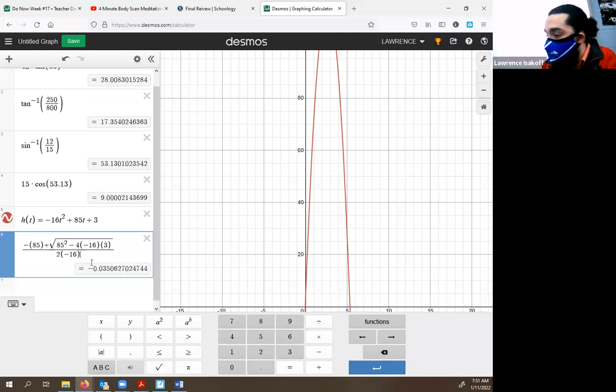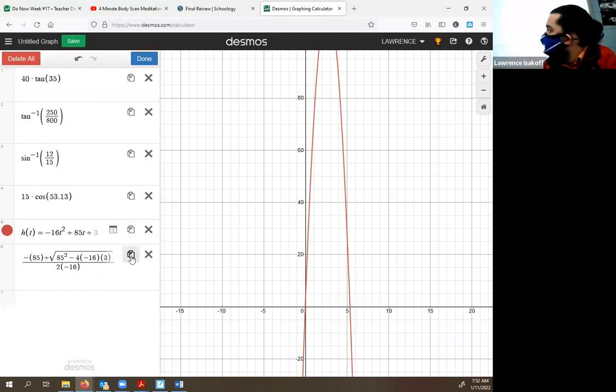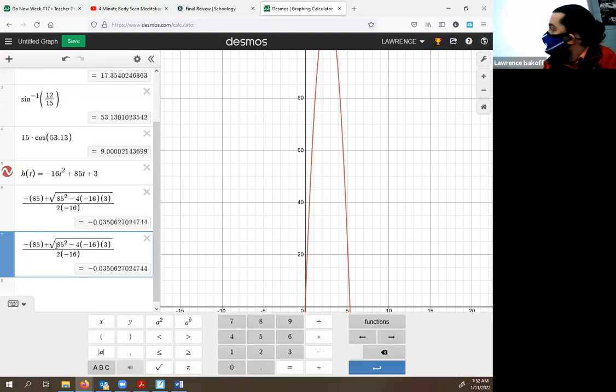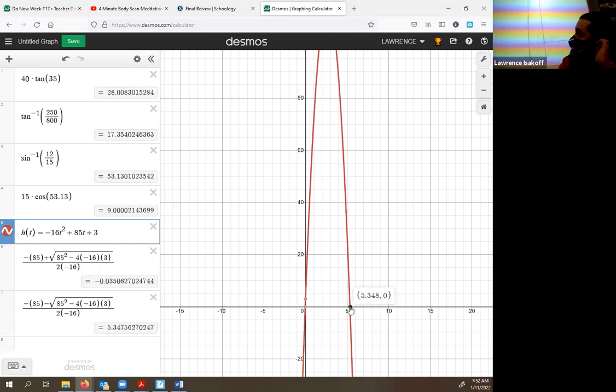Okay, the first one with the plus gave me a negative answer. Negative time doesn't make much sense, does it? That's before you kick the ball. I'm not worried about that. So what I'm going to do then is copy that and flip this from a plus to a minus. And again, that's giving me that same number as where it crosses here.